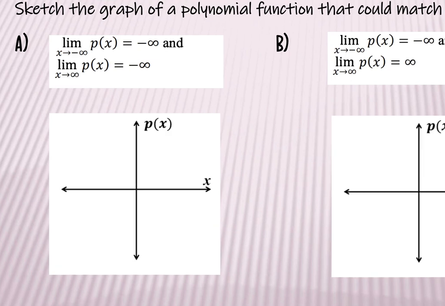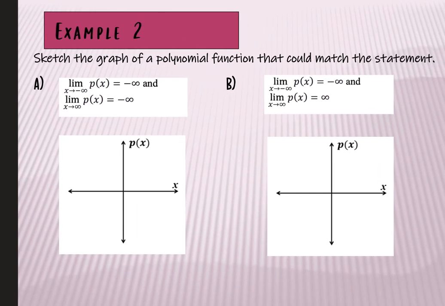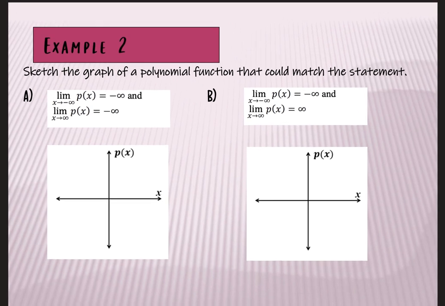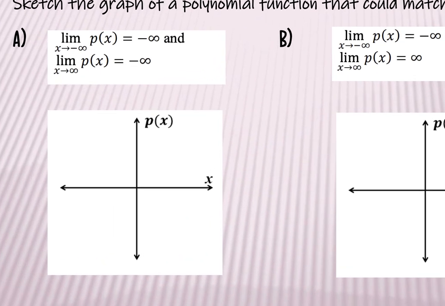All right, so if you look at A, it says the limit as x approaches negative infinity, p of x equals negative infinity. What does that mean? Following the negatives, it means it points down on the left, yes. And as x approaches positive infinity, it goes to negative infinity. What does that mean? It's also down.